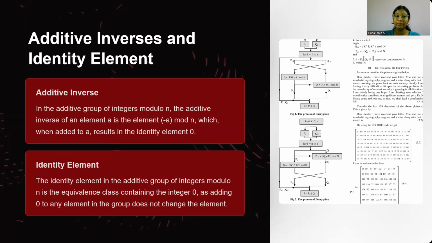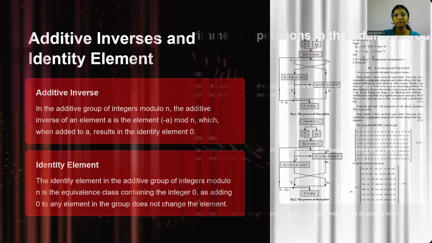The identity element in the additive group of integers modulo n is the equivalence class contained in the integer 0. So when adding 0 to any element, it does not change the element or its value. That is basically the identity element.